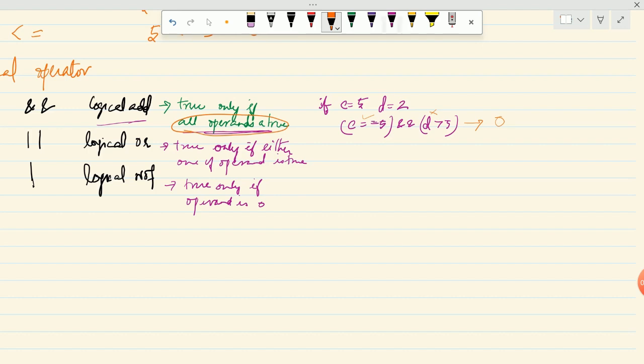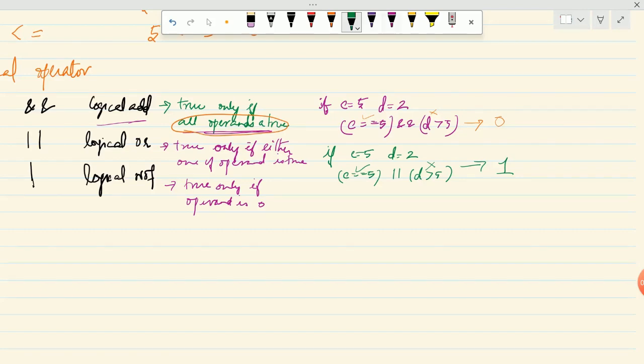Same way for this condition. If C is equal to 5 and D is equal to 2, the expression is C equal to 5 OR D greater than 5. C equal to 5 is true, D greater than 5 is false. For logical OR, it is true if either one of the operands is true. Any one operand being true gives the result 1. So here the result is going to be 1.